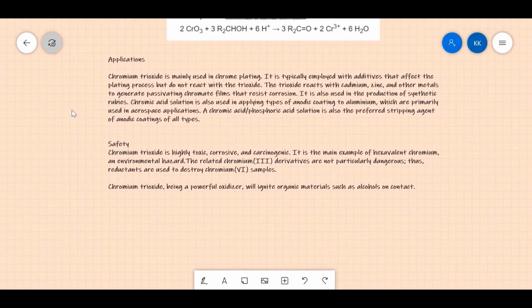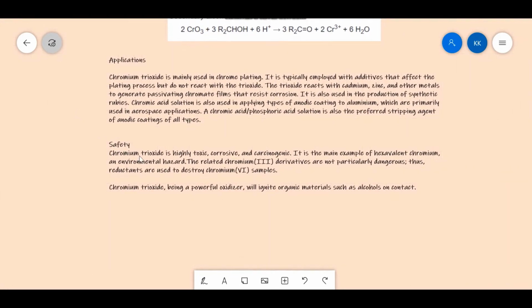So now let's look at the safety issues. Chromium trioxide is highly toxic, corrosive and carcinogenic, which we did before. It is the main example of hexavalent chromium, an environmental hazard. So it is an environmental hazard. Chromium 6 compounds are generally hazardous to the environment. The related chromium 3 derivatives are not particularly dangerous. Thus, reductants are used to destroy chromium 6 samples.